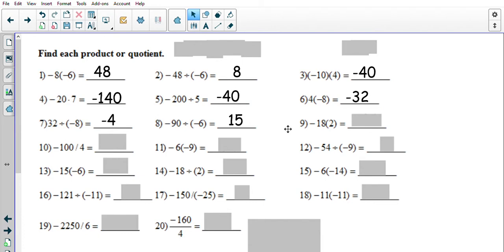Number 9, negative 18 times 2. Signs are different, so my answer will be negative. 18 times 2 is 36, so final solution, negative 36.